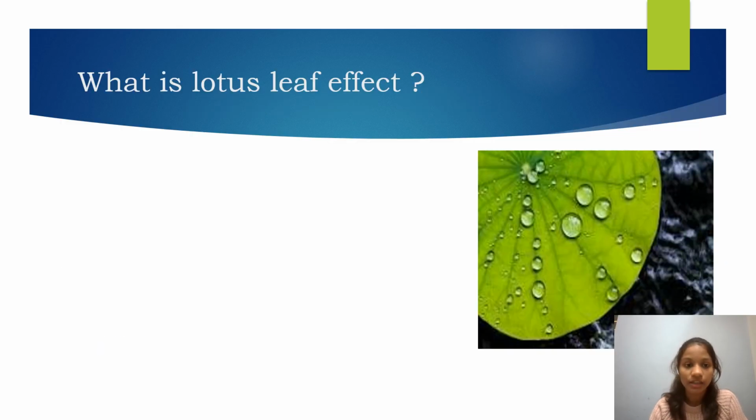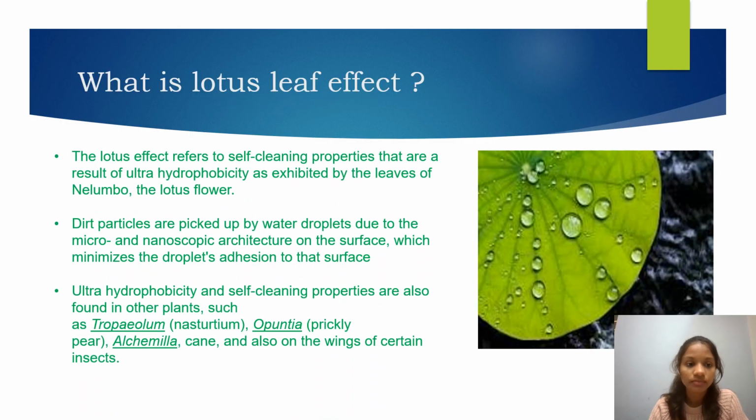So let me discuss now what the lotus leaf effect is. The lotus leaf effect refers to self-cleaning properties that are a result of ultra hydrophobicity as exhibited by the leaves of the Nelumbo, the lotus flower. The scientific name of lotus is Nelumbo. So in the leaf of the lotus there is ultra hydrophobicity. This means the water droplets do not stay on the leaves. They will slide. It will just sit as a drop and it does not stay on it.